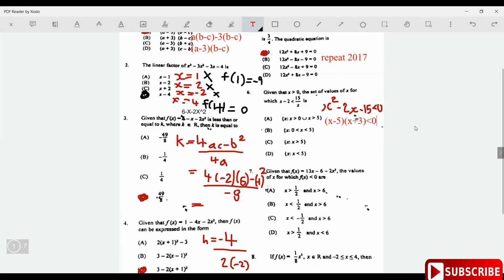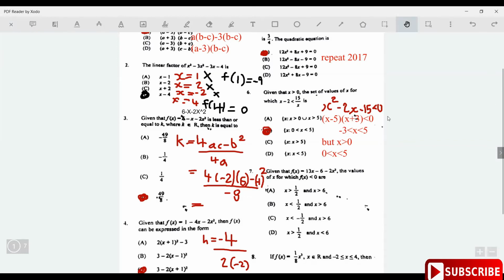Yes, this works. And so the solution that we're getting from this is that x is going to be greater than minus 3 and x is also less than 5. But remember, it said that x is greater than 0. So since x is greater than 0, the solution is that it starts from 0, x is bigger than 0, but it is less than 5. That's the solution. That is going to be option B. Easy question.